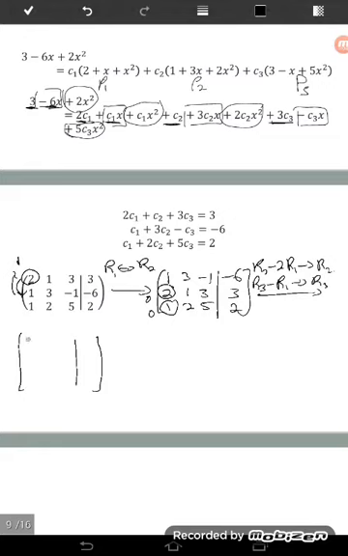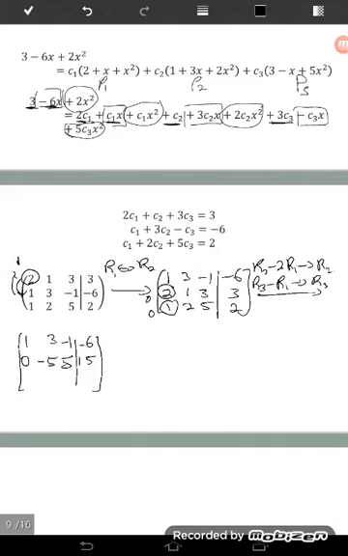Okay, so I have here the first row didn't change, so 1, 3, negative 1, negative 6. Then row number 2: row 2 minus 2 times row 1. So 2 minus 2 times 1 becomes 0. Then 1 minus 2 times 3, so 1 minus 6, negative 5. Then 3 minus 2 times negative 1, which is 3 plus 2, which is 5. And then 3 minus 2 times negative 6, so 3 plus 12, which is 15.